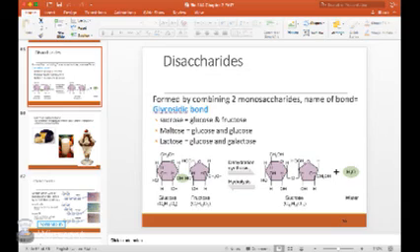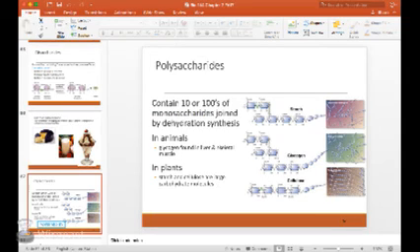And then last but not least, if you have a lot of monosaccharides linked together, we're going to get what we call a polysaccharide. So we're going to have tens or even hundreds of monosaccharides all joined up. So we've got this starch molecule, which is just a bunch of monosaccharides all attached to each other. And then glycogen, we have, again, a bunch of monosaccharides all attached to each other. And then cellulose is the same thing.